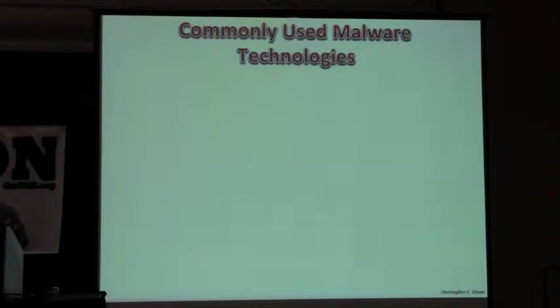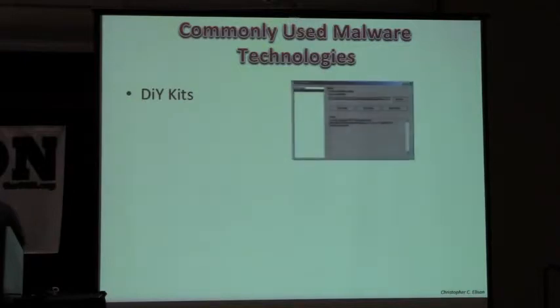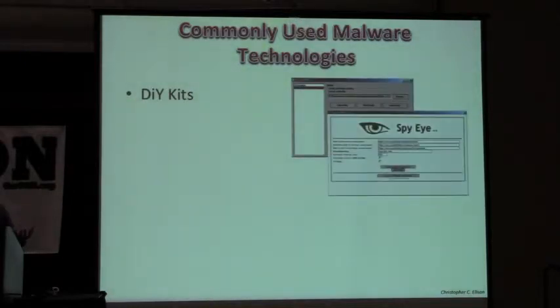So what are the commonly used malware technologies? We have the DIY kits. Malware before, when I first saw them, you usually coded them in assembly. But nowadays, most malware are created through kits, which I will show you later in my demonstration. The most popular are Zeus and SpyEye. And of course, armoring tools. Armoring tools make sure that what you created cannot be detected by AV.